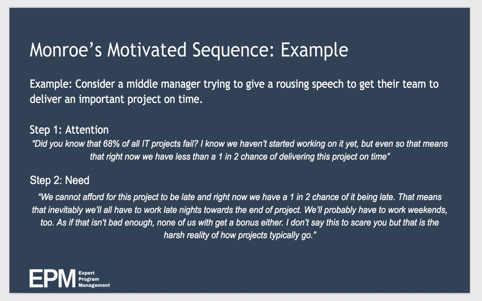the next step is to make it personal by elaborating on how a late project is going to impact the lives of the team. So here they might say, we cannot afford for this project to be late, and right now we have a 1 in 2 chance of being late. So that means that inevitably we'll all have to work late nights towards the end of this project. We'll probably have to work weekends too. And as if that isn't bad enough, none of us will get a bonus either.